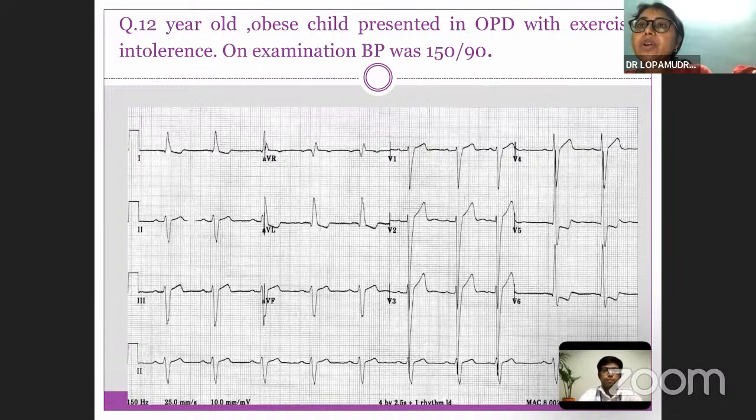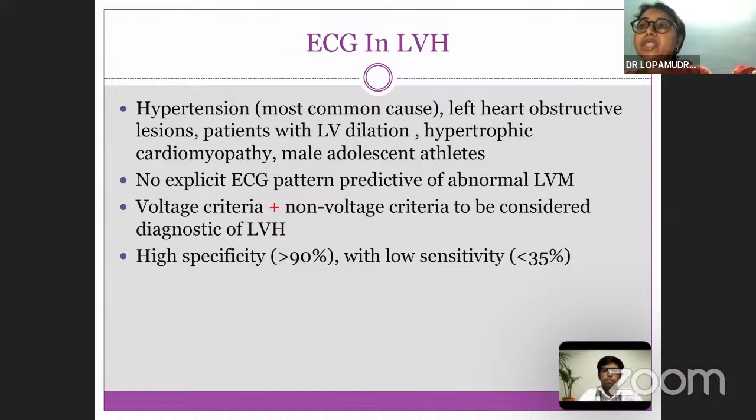Another scenario where we can have a high BP. These patients will present with LVH. LVH is one thing we have to understand: to diagnose LVH on ECG, both voltage and non-voltage criteria have to be present. ECG has a very high specificity and low sensitivity for diagnosing LVH.